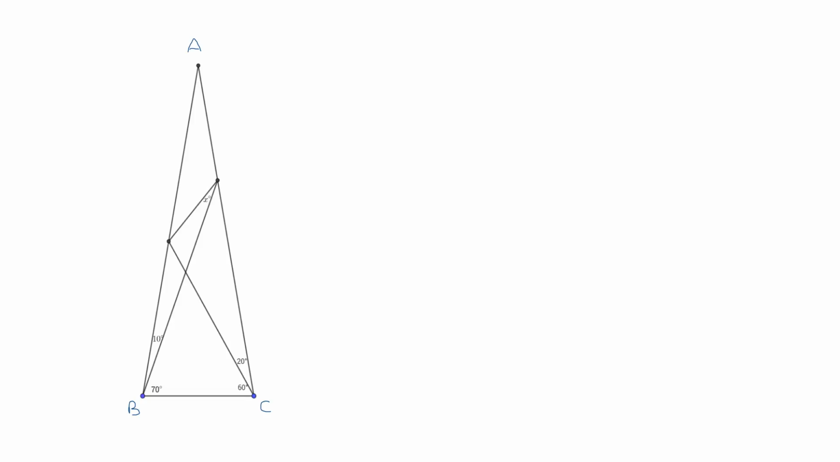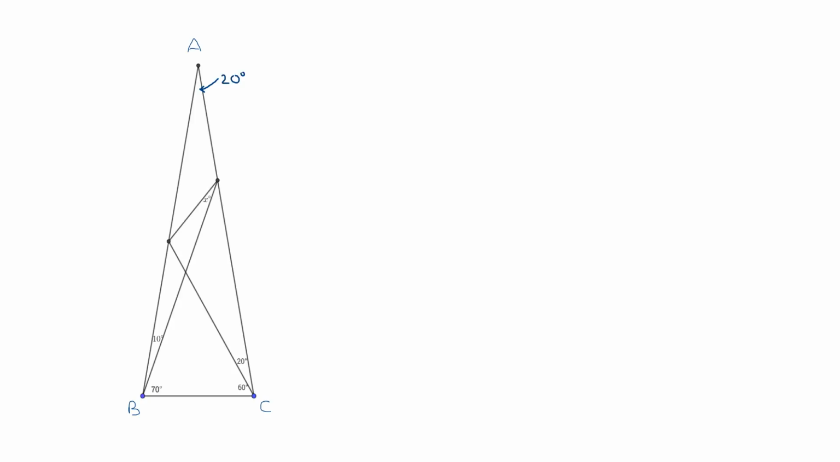Okay, so we can work out what angle A is pretty easily. We've got 70 and 10, which is 80, 60 and 20, which is 80, so that's 160, which leaves just 20 degrees left over for angle A up here. Okay, so we've got that.